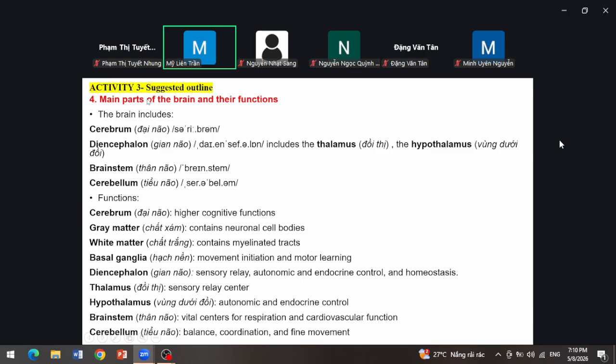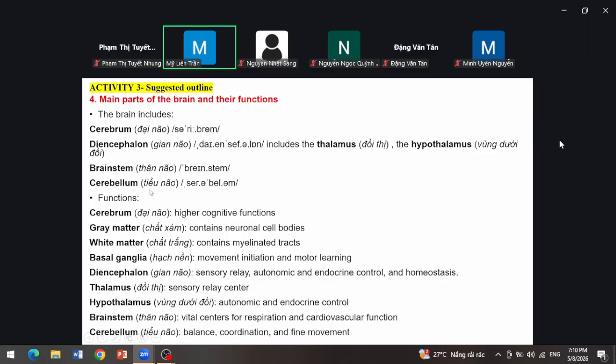Four, main parts of the brain and their functions. The brain includes the cerebrum, diencephalon, which includes the thalamus and hypothalamus, brainstem, and cerebellum. And each part has specific functions.